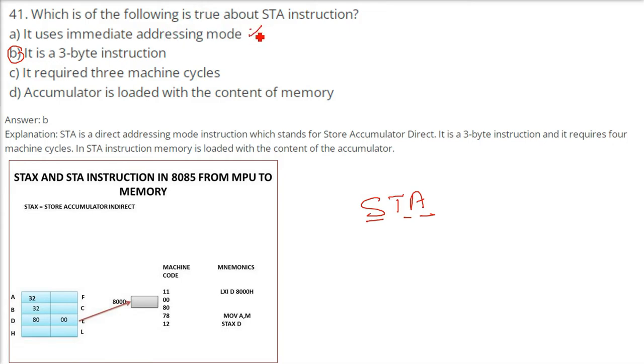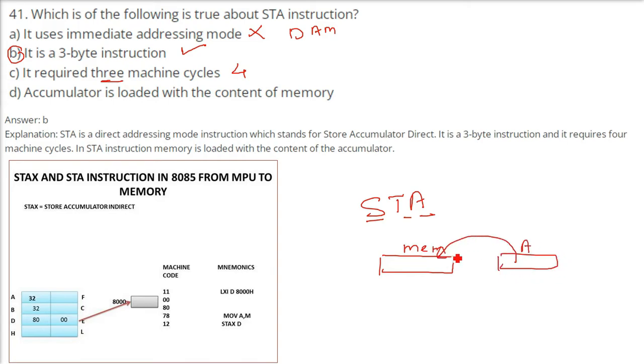It uses immediate addressing mode. No, it uses direct addressing mode because the address is directly given after STA. 3-byte, yes. It requires 3 machine cycles. No, it uses 4 machine cycles. The accumulator is loaded with the content of memory. No. In the STA instruction, memory is loaded with the content of the accumulator, not the content of the memory. So this is also incorrect.